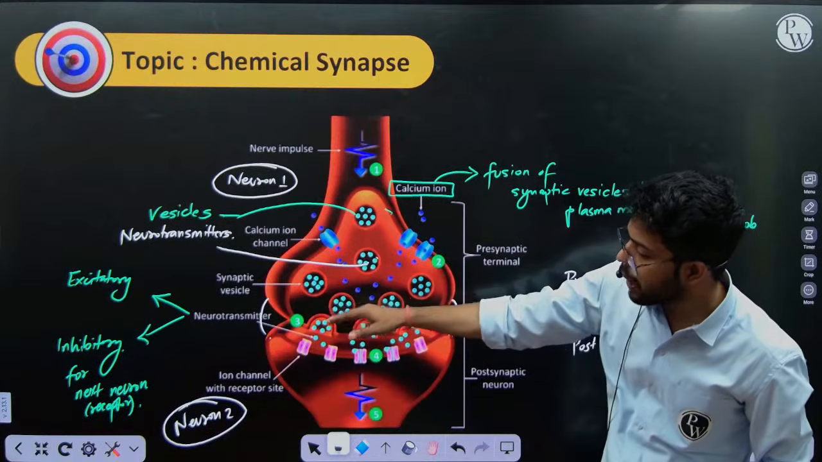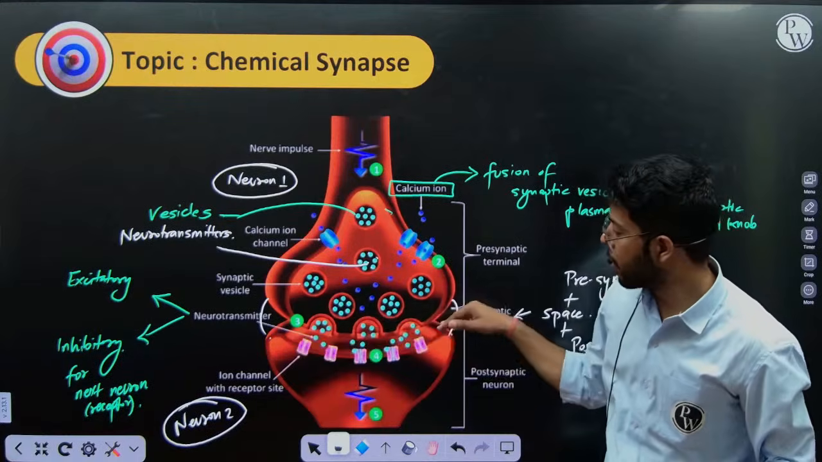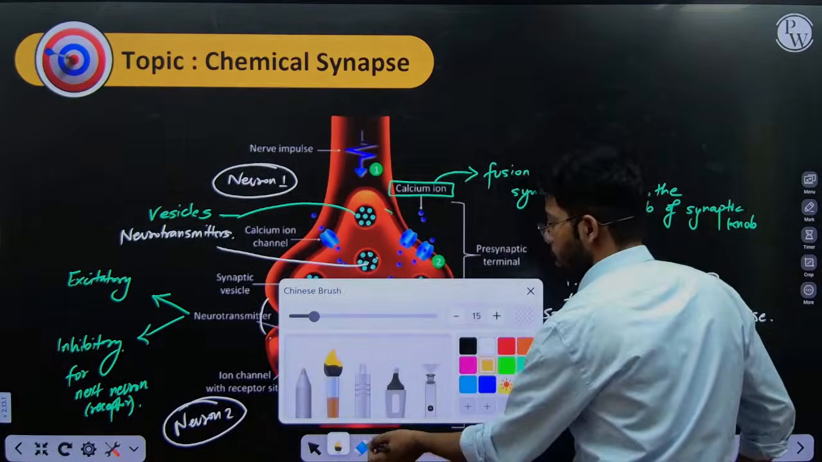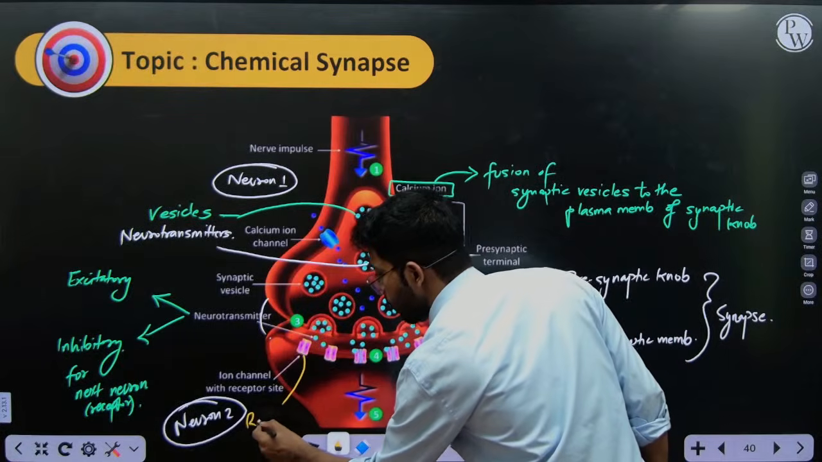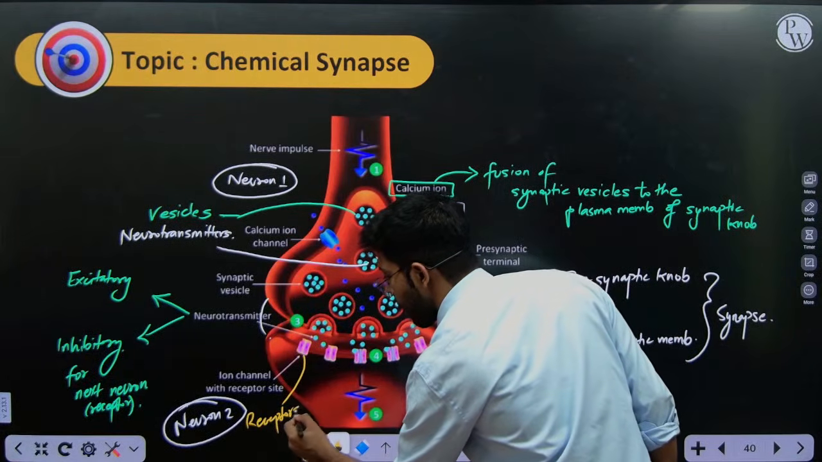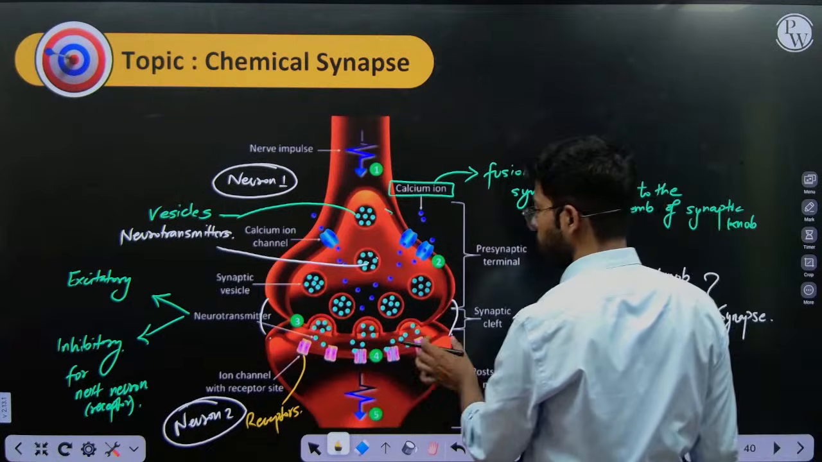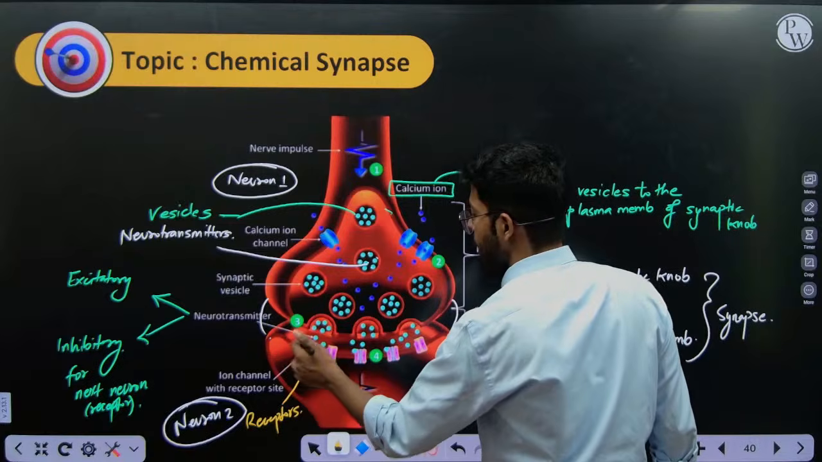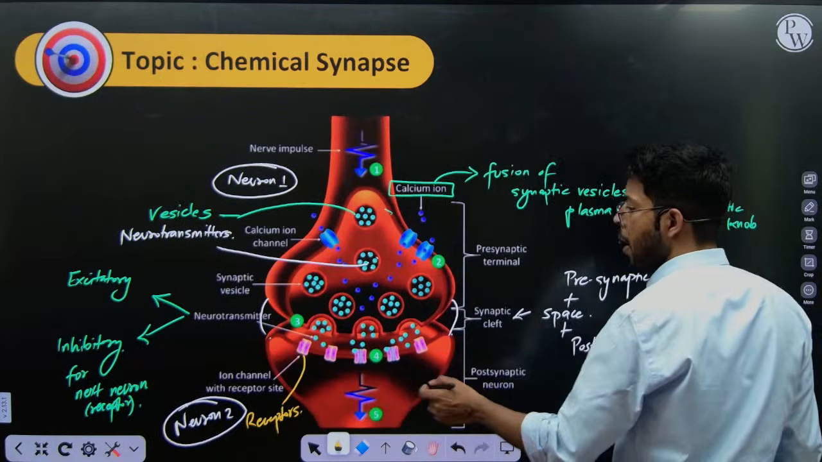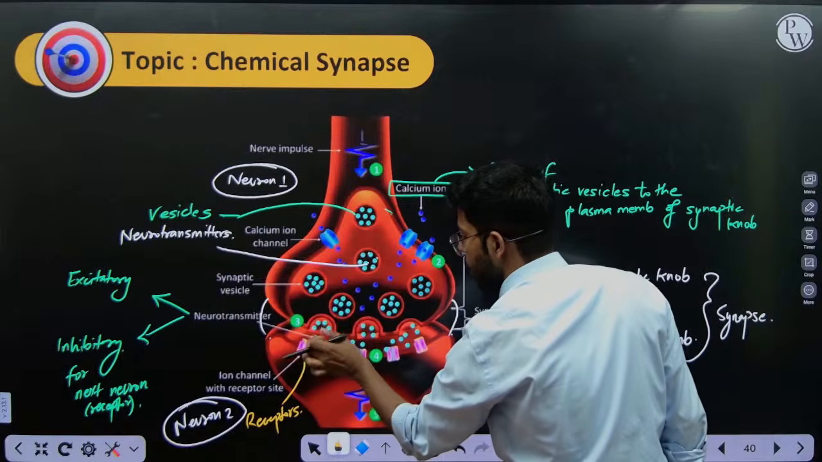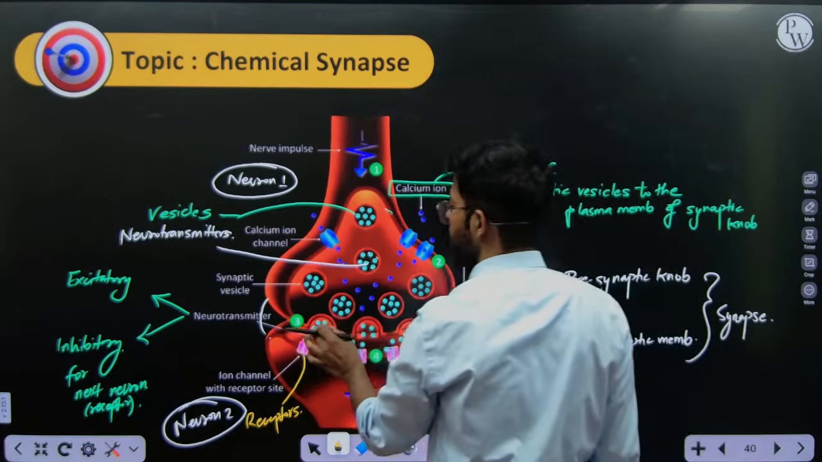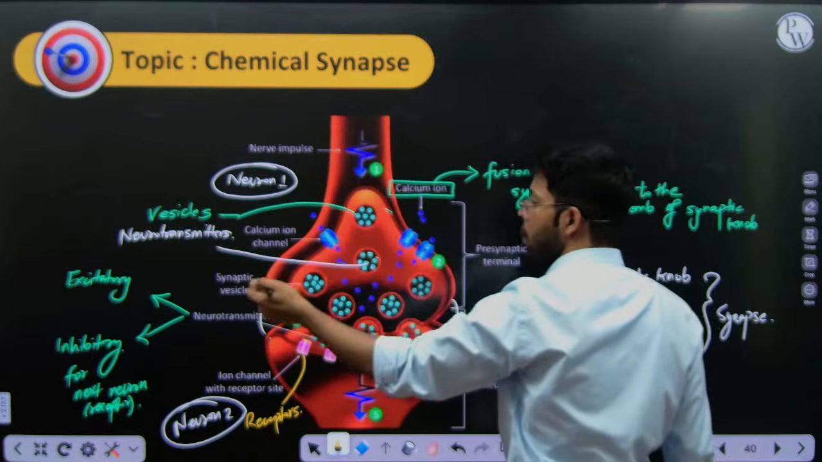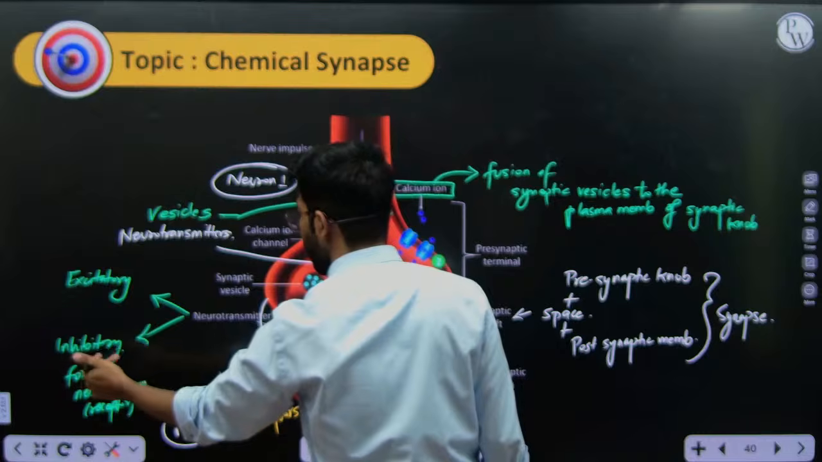this membrane so that the neurotransmitter gets released into the synaptic cleft. And then again you can see these are the receptors of the next neuron, or postsynaptic neuron, and this is the dendrite part of the next neuron. So there are receptors present to receive the signals, or these chemicals or neurotransmitters, of the previous neuron. So it may be excitatory or it may be inhibitory.